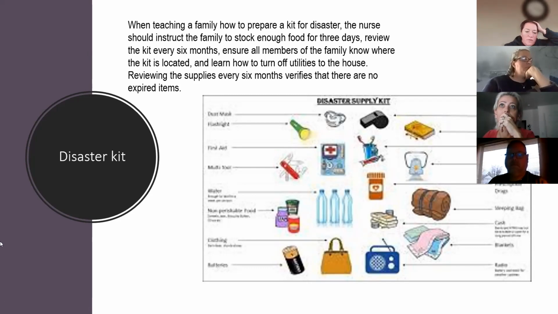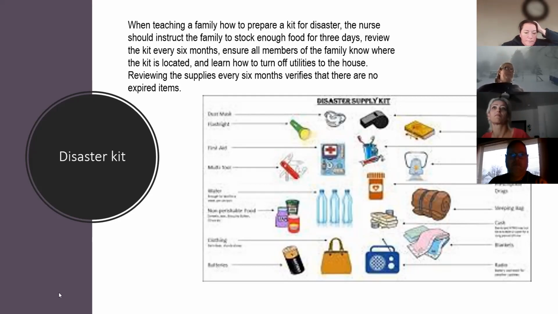All right, good. So disaster kit, what do you think I'm emphasizing here? 3 days of food, review it every 6 months to make sure everything is still good, and nothing's expired. And also that the family knows where to find it. Yes, and I'm going to emphasize something again, which we just talked about. Utilities. Make sure they know where to shut them off and how to turn them on.